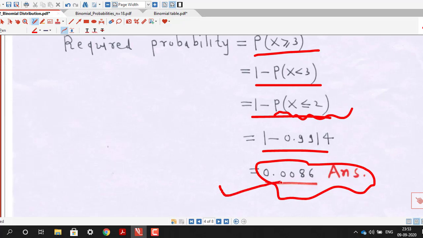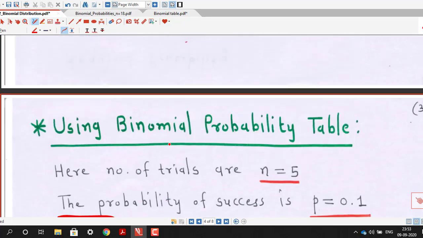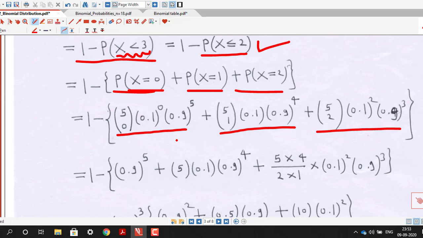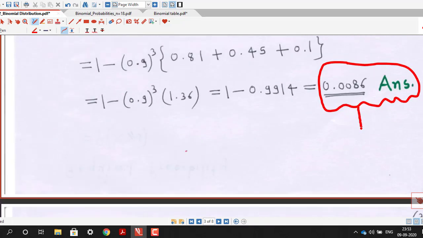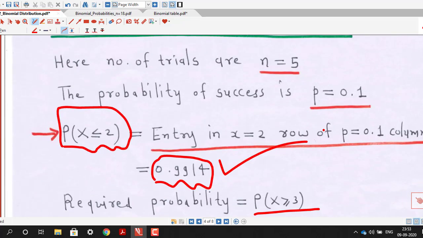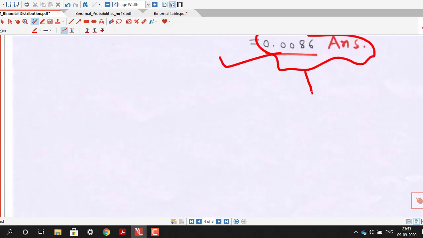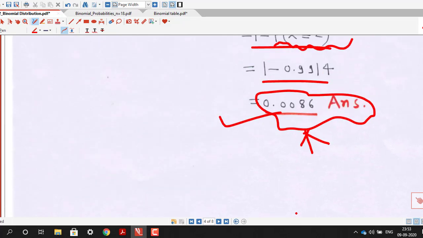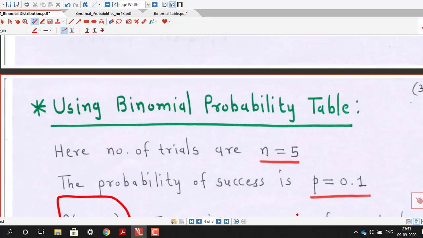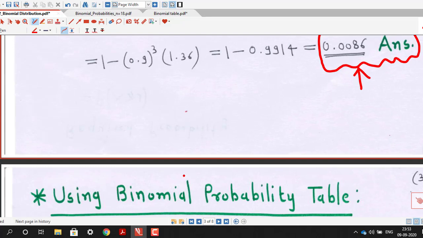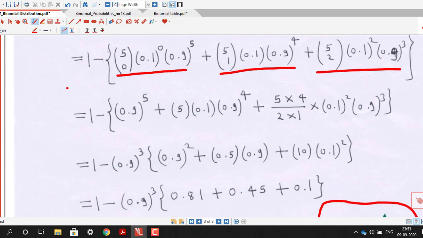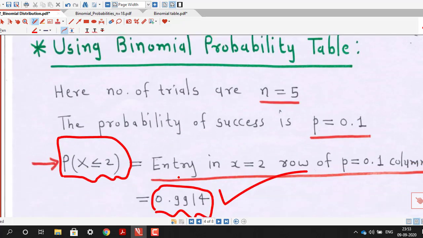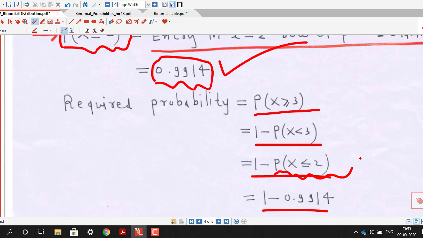So you can compare both the answers. This is using binomial probability table and this is using probability mass function. So answer is same. Here also 0.0086 and here also 0.0086. So if you wish, you can use statistical tables also if you don't want to go for this type of calculations. Okay. So you can see it is easy to use tables if we are having binomial probability tables.